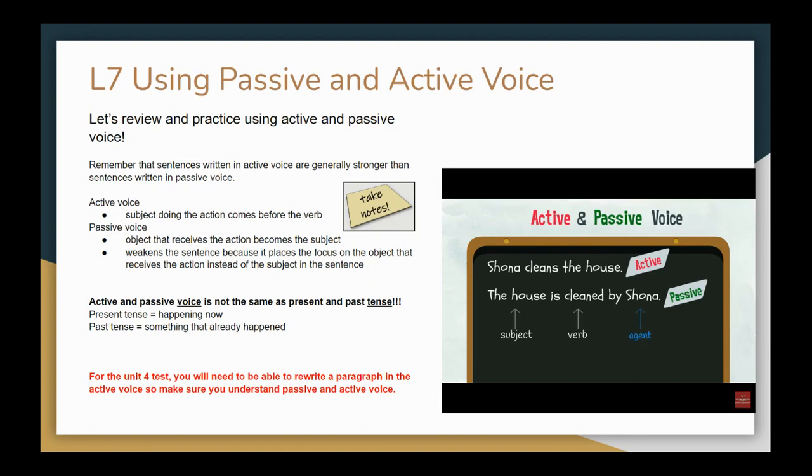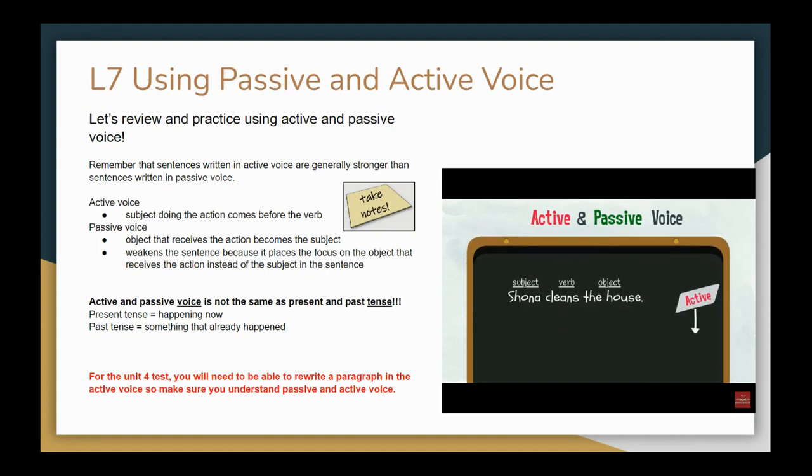In the first sentence, the subject and the agent were the same. In passive voice, the subject and the agent are different. In active voice, the subject of the sentence performs the action. In passive voice, the subject of the sentence receives the action. When we change from active voice to passive voice, the subject becomes the object, and the object becomes the subject.